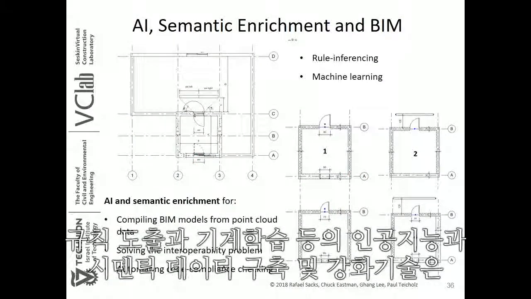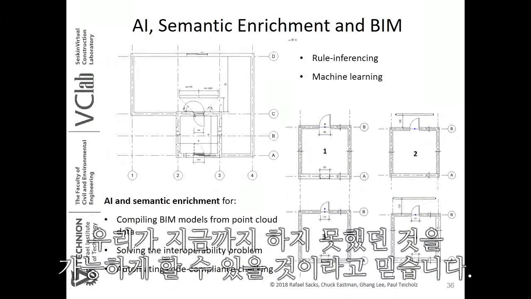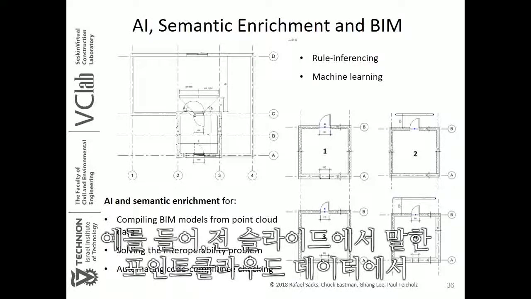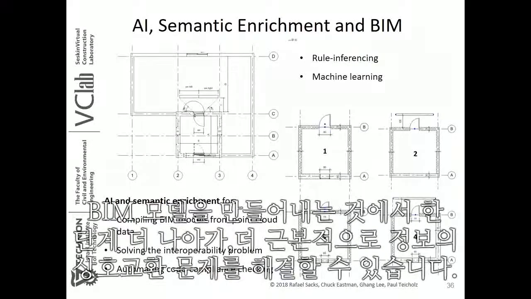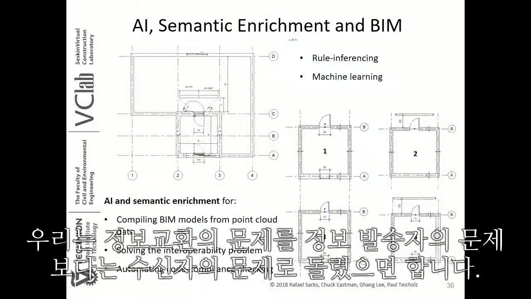Another aspect of this AI semantic enrichment in BIM, and as I mentioned, the ability to use rule inferencing and machine learning, is that we believe that AI and semantic enrichment will enable us to do a number of things which we haven't been able to do up to now. For example, compiling BIM models from point cloud data, as I mentioned in the previous slide, but also a more fundamental approach to the interoperability problem. We hope to turn this into a problem for the receiver rather than the sender of BIM information.